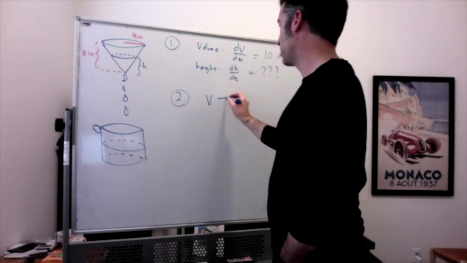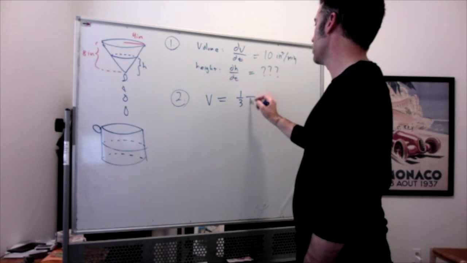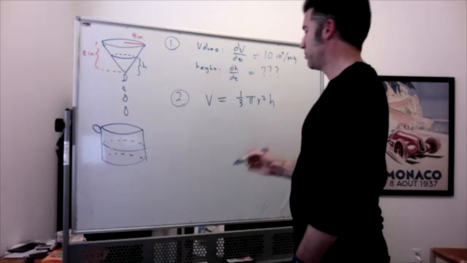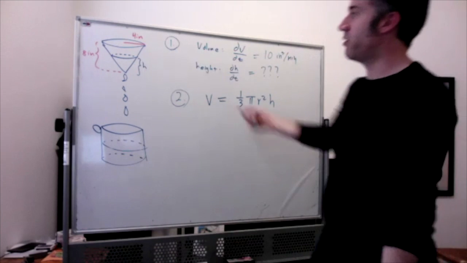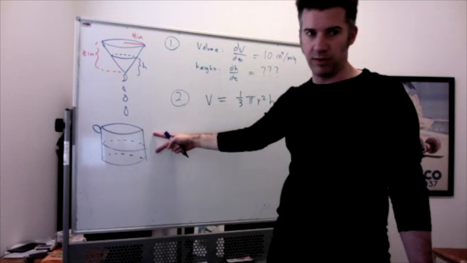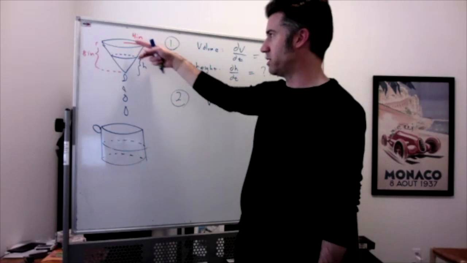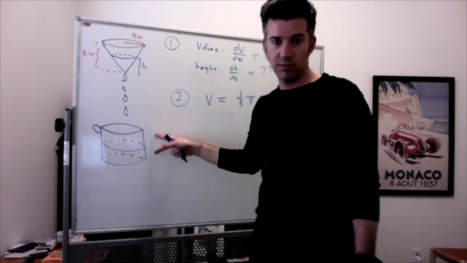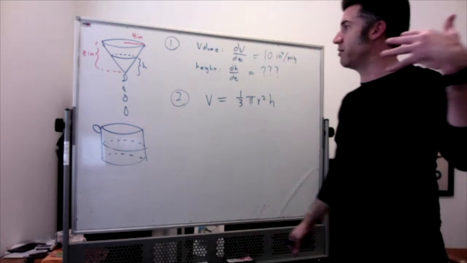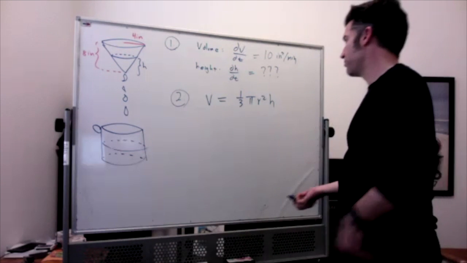The equation is going to be the equation for the volume of a cone, which is 1/3 pi r squared h. It's interesting that this cone is exactly 1/3 the volume of this cylinder, assuming I've drawn them so they look the same. This has a radius of 4 inches and a height of 8. This has a radius of 4 and a height of 8. So for a cone and cylinder that have the same radius and height, the cone is 1/3 the volume.